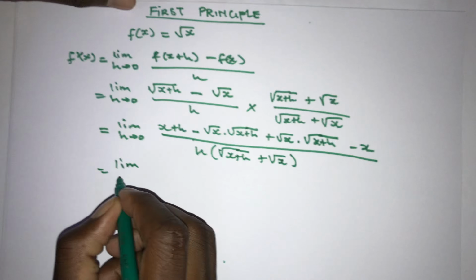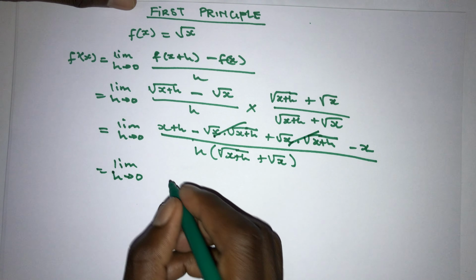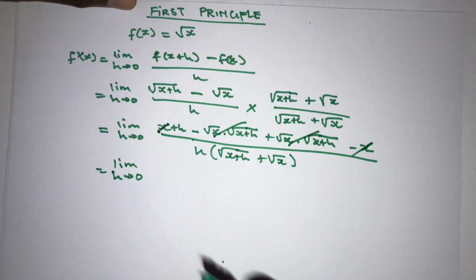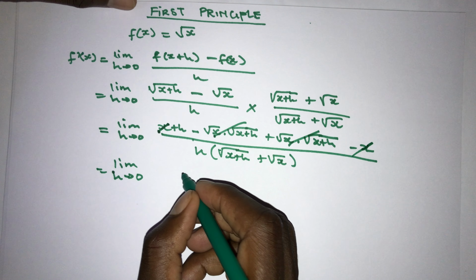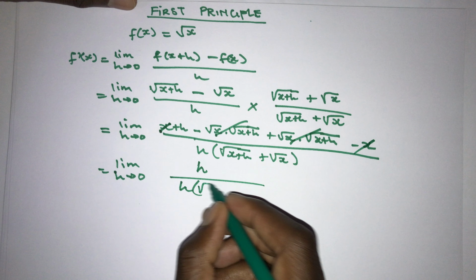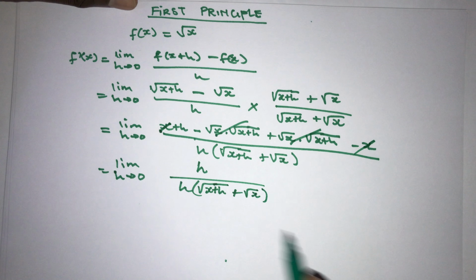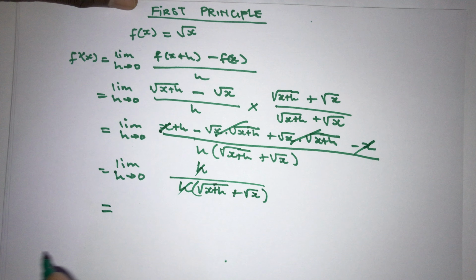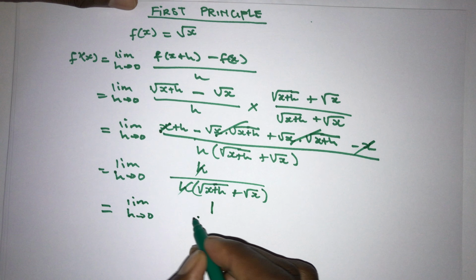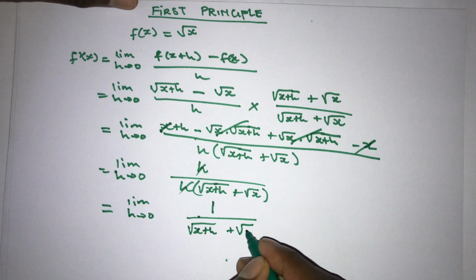So as h approaches 0, this one's negative, this one's positive. So it means that now we have negative x and a positive x. So they subtract each other, and then we're left with h up there over h times the square root of x plus h plus the square root of x. So h divided by h now, we're left with the limit as h approaches 0 of 1 over the square root of x plus h, then plus the square root of x.